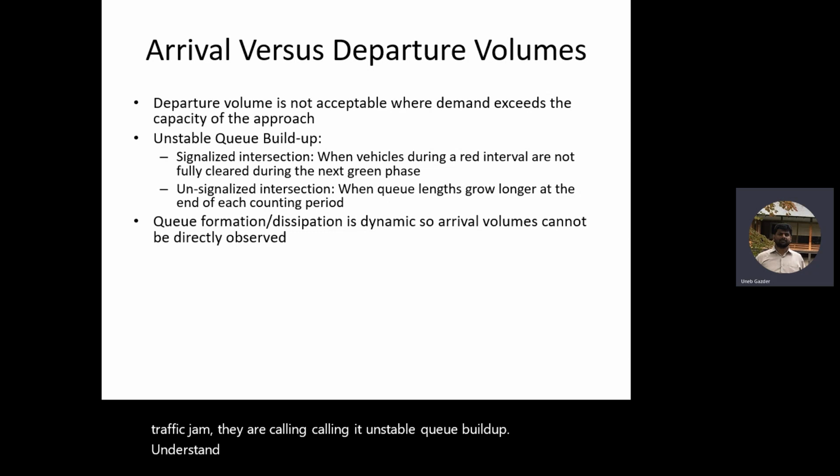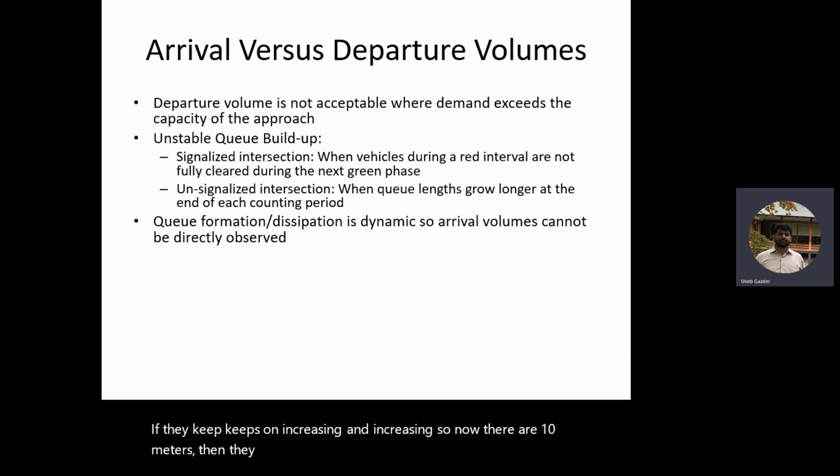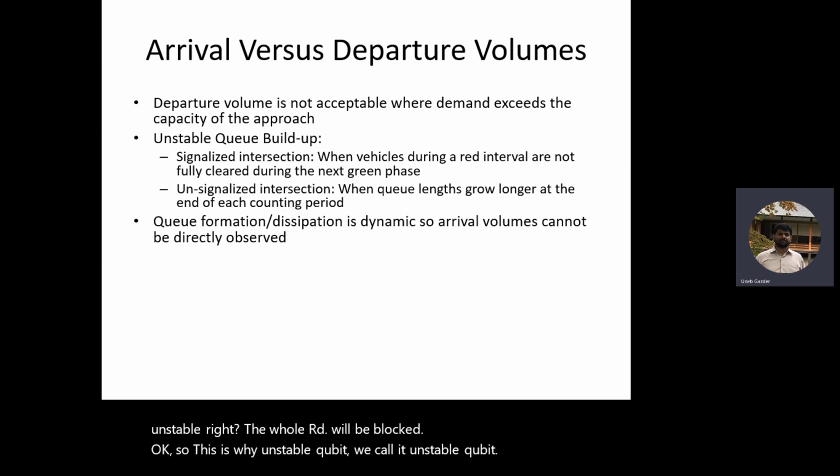Unstable queue buildup. Why unstable? Because the queue is increasing. So this is unstable, right? If the queue keeps on increasing and increasing, so now there are 10 vehicles, then there are 20 vehicles, then there are 30 vehicles. This is unstable, right? The whole road will be blocked. Okay, so this is why unstable queue buildup. They call it unstable queue buildup, and these are the indications for it.